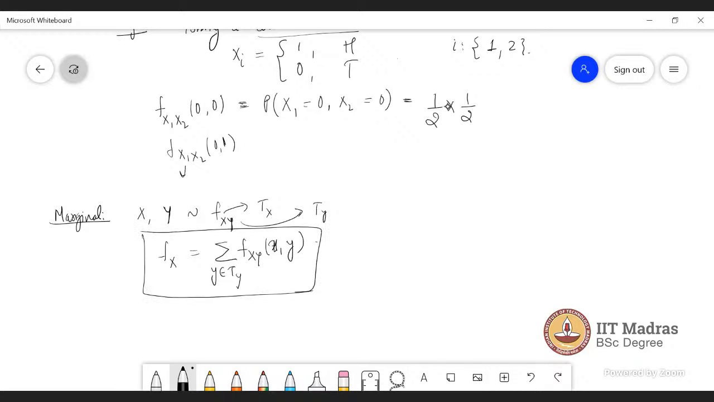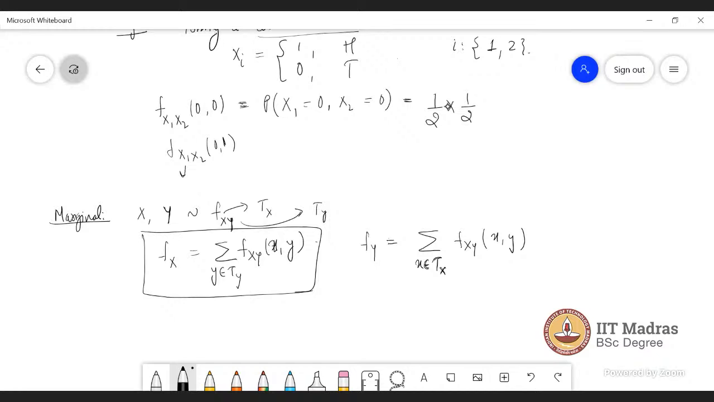Similarly, if you have to find the marginal of y, it is the sum of f_{XY}(x, y) over x, where x belongs to the range of x. So whenever you have to find the marginal, whether for x or y: for the marginal of x, you sum over the range of y, and for the marginal of y, you sum over the range of x.